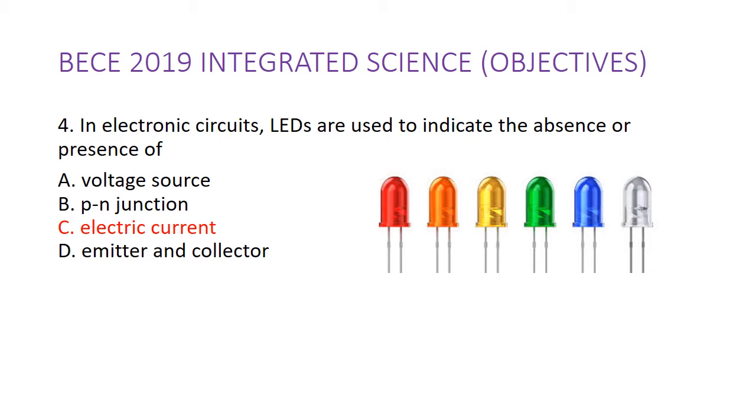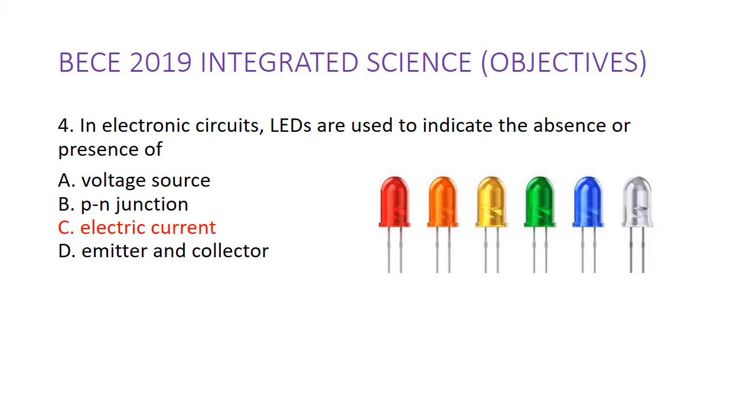Then question 4. In an electronic circuit, LEDs, light emitting diodes, are used to indicate the absence or presence of what? Of electric current. Basically, if you have an LED in a circuit and electric current is passing through, it will give off light. It emits light, it's as simple as that, with different colors. But if there is no electric current flowing through the circuit, it wouldn't give off light, so it will tell you that there is no electricity.